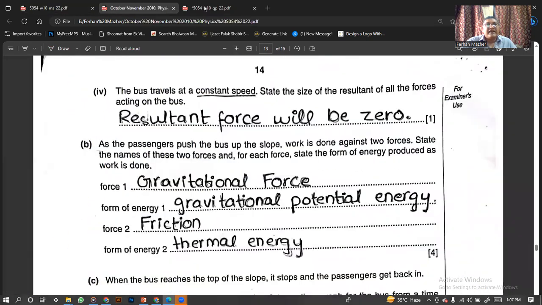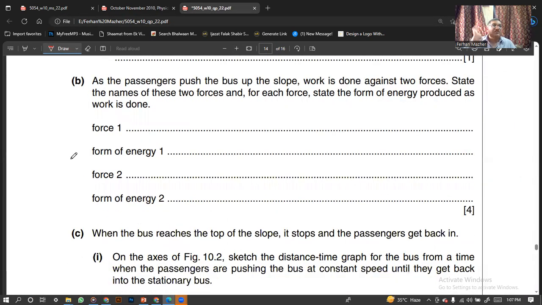Okay, now we are going to the next part, and it says, as the passengers push the bus up the slope, work is done against two forces. State the name of these two forces, and for each force, state the form of energy produced as the work is done. So when you go up the slope, you work against the gravitational pull of the earth, or the gravitational field of the earth. So when you move against the gravitational field of the earth, your gravitational potential energy will increase.